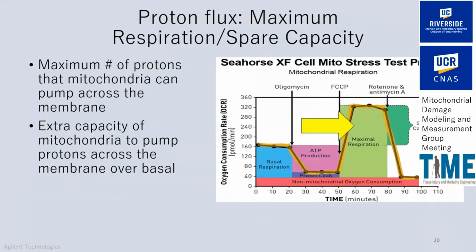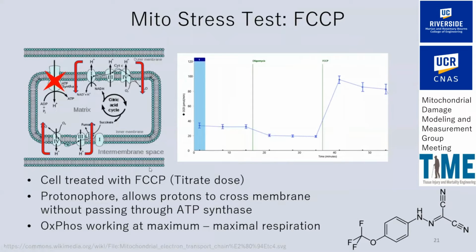The next 2 measurements you get are closely related: maximal respiration and spare capacity. This tells you the maximum amount of oxygen that the cells can consume to pump protons across the membrane overall. What's the hardest the cells can work, the most oxygen they consume. You get this reading here, and it also tells you how much spare capacity the cells have to pump protons across the membrane. And this is achieved through treating the cells with FCCP.